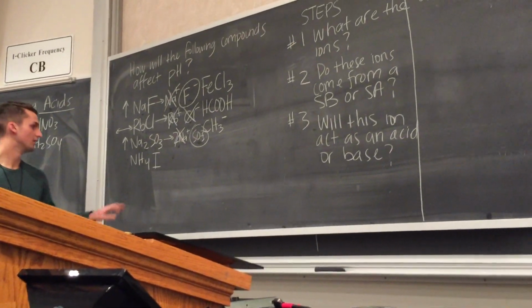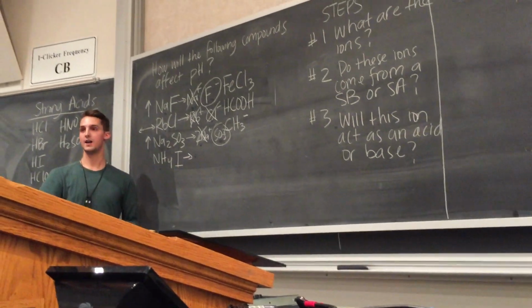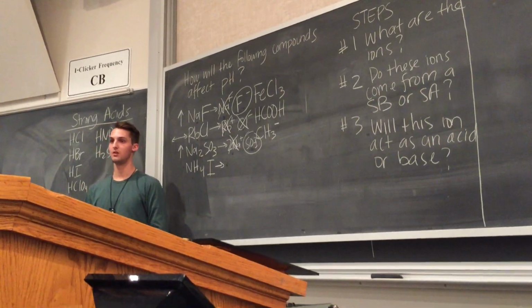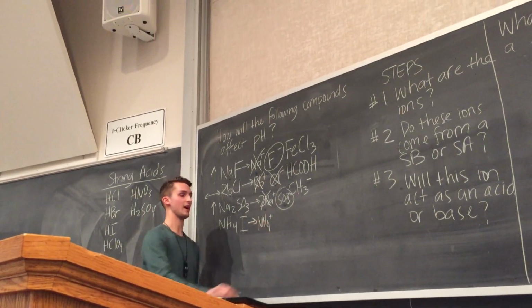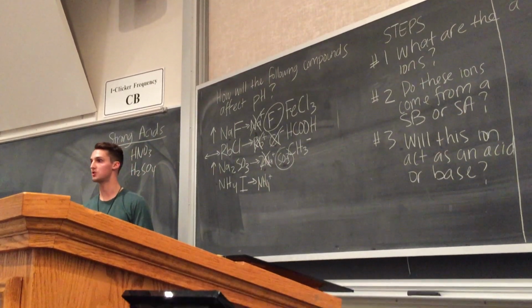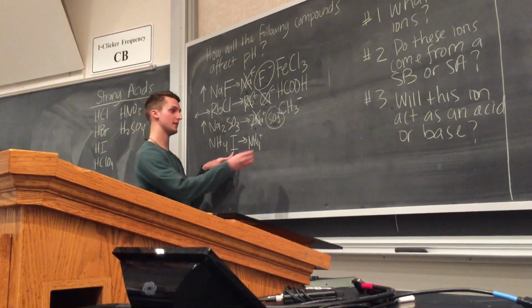Okay, let's do the next one. Ammonium iodide. What are the ions? NH4 plus, yep, this is one that you just need to memorize. NH4 plus, it's really common. It's the conjugate acid of ammonia. And I minus.